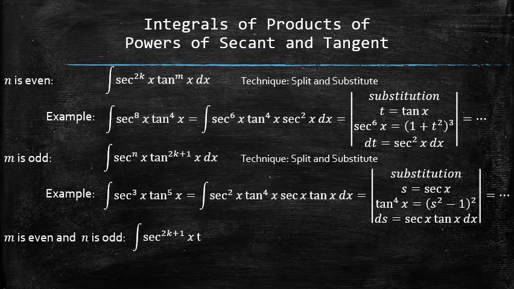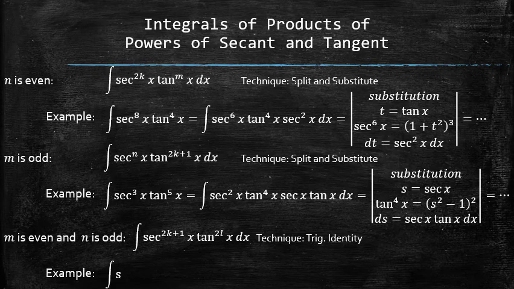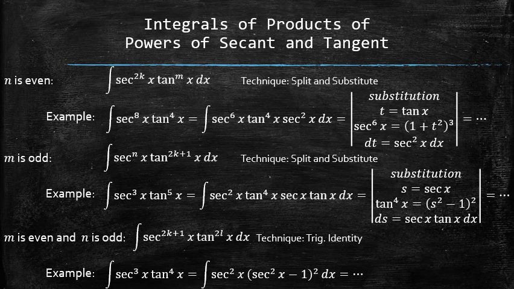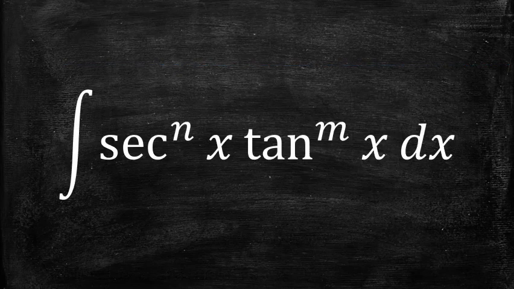When the power of secant is odd and the power of tangent is even, we can use the trig identity to replace the tangent squared with the secant squared minus 1, turning the original integral into a linear combination of the simpler ones. We discussed the integration techniques for integrating the product of powers of secant and powers of tangent.